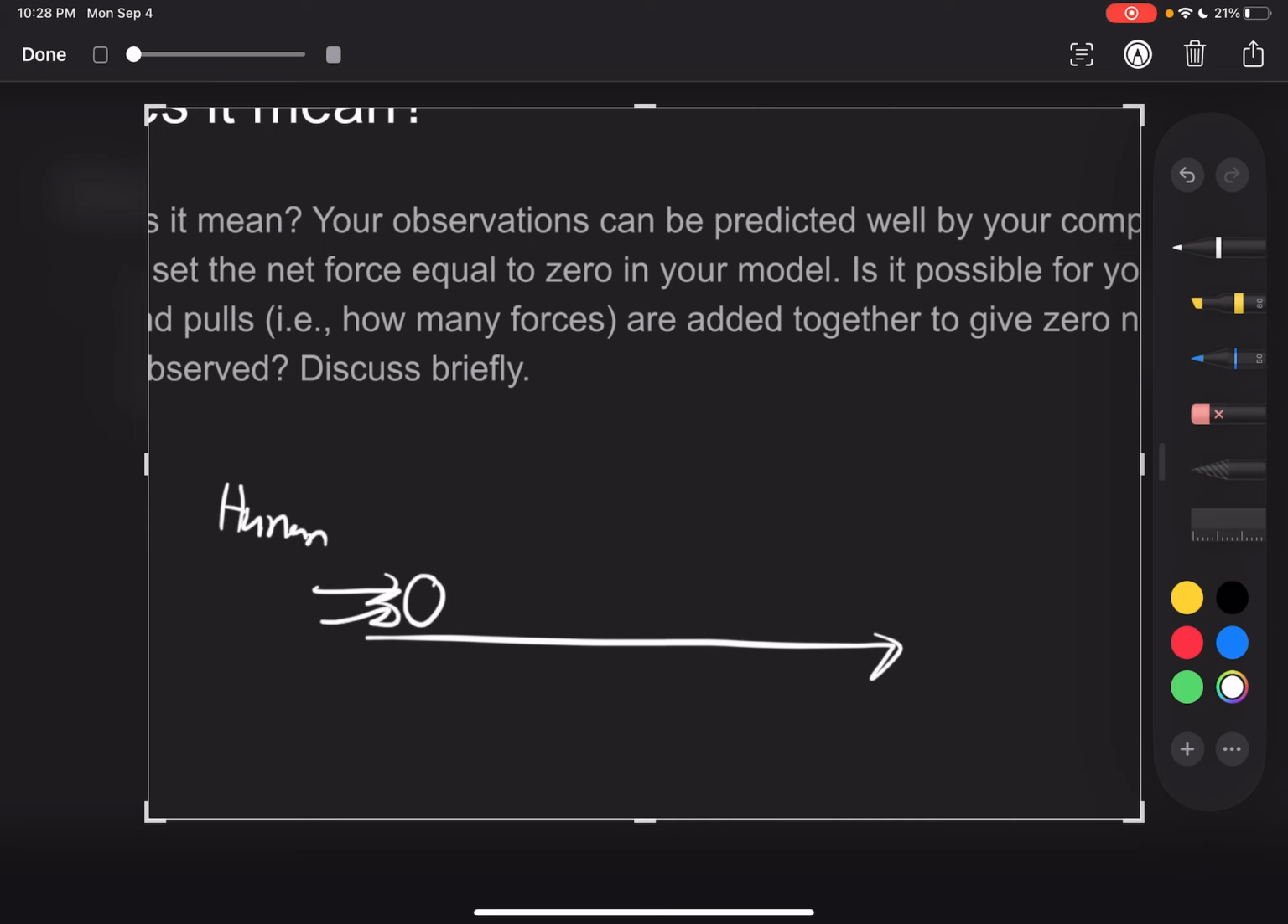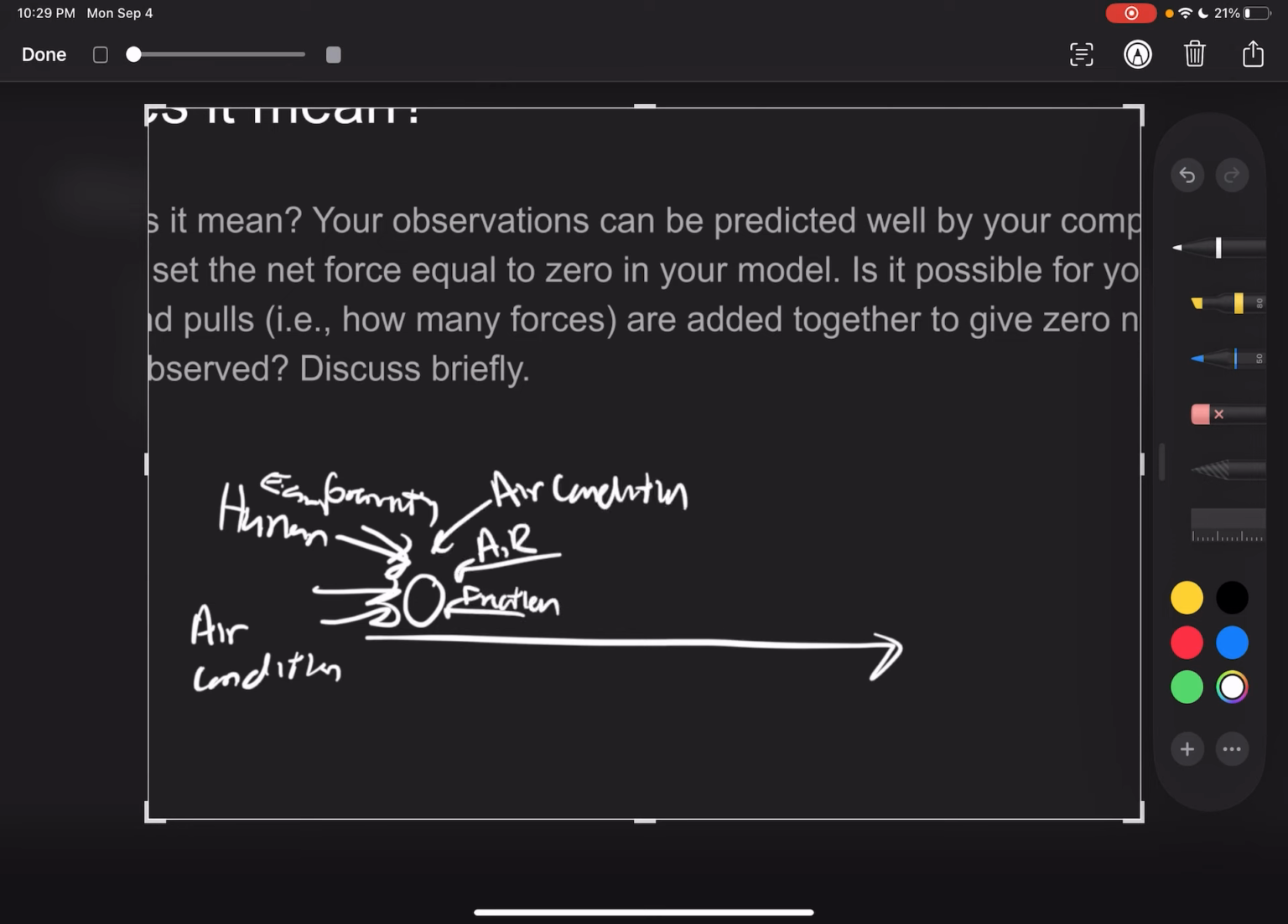A push to the left from air conditioning. Even something as small as the air circulating the room could push it that way. And for pushing it to the right, it could be the exact same thing. It could be friction. One could be air resistance. It could be 1,000 things.